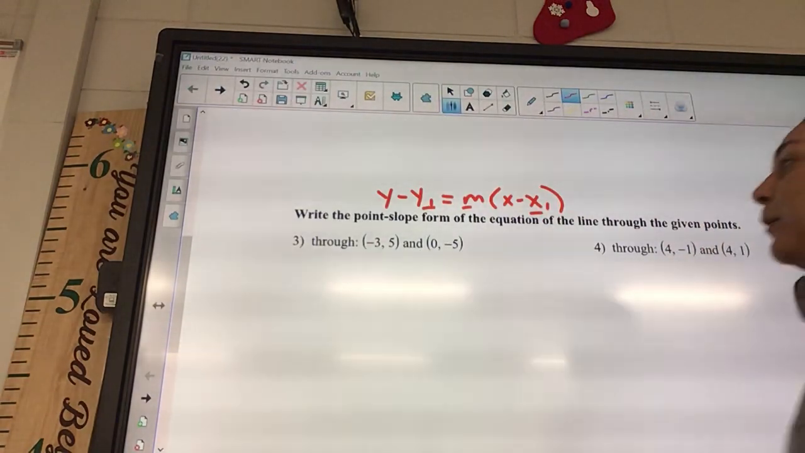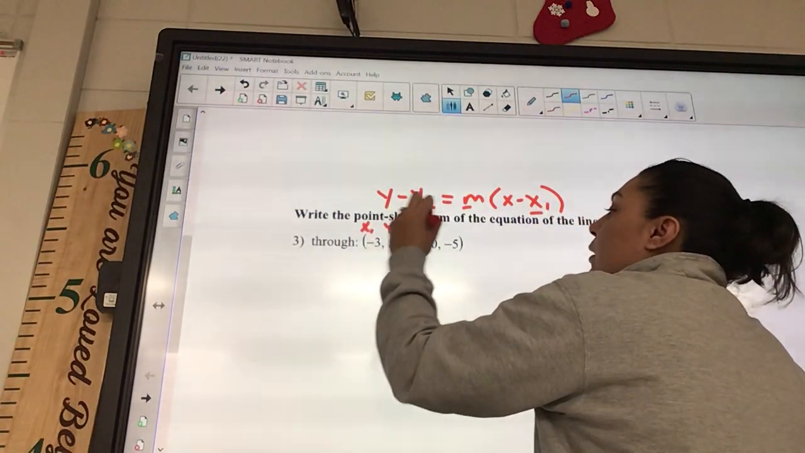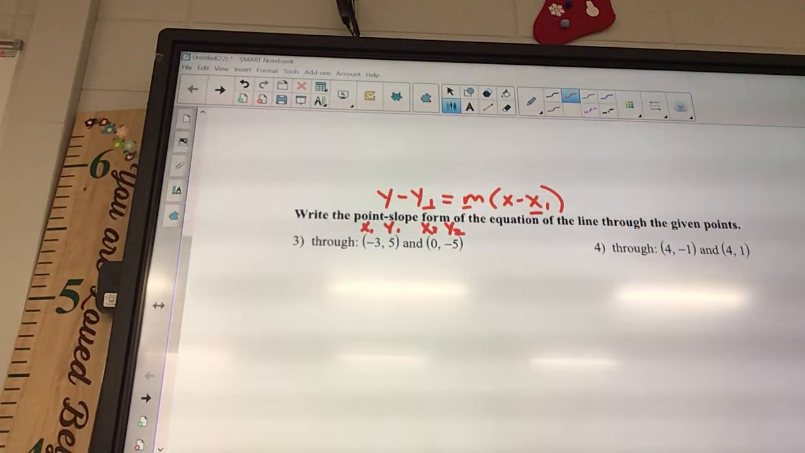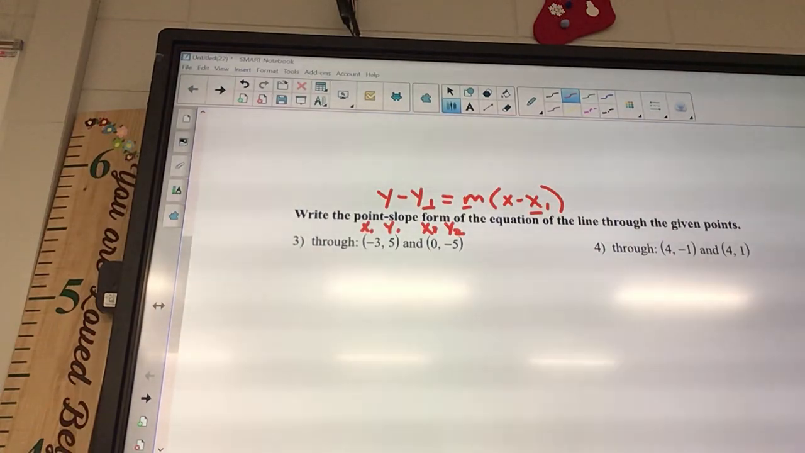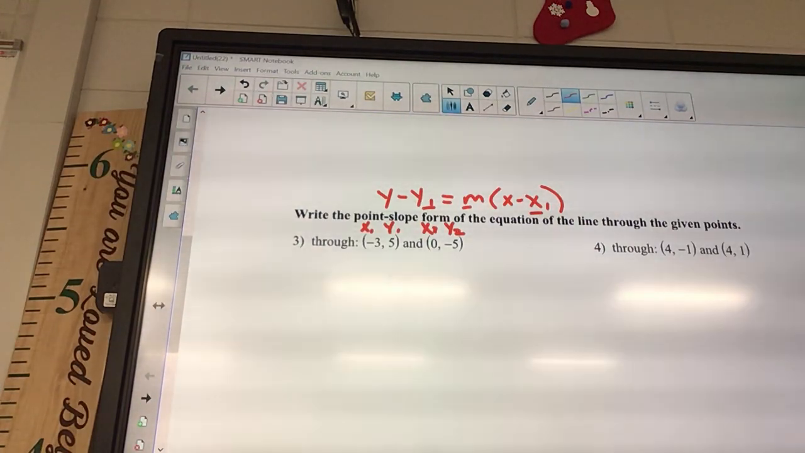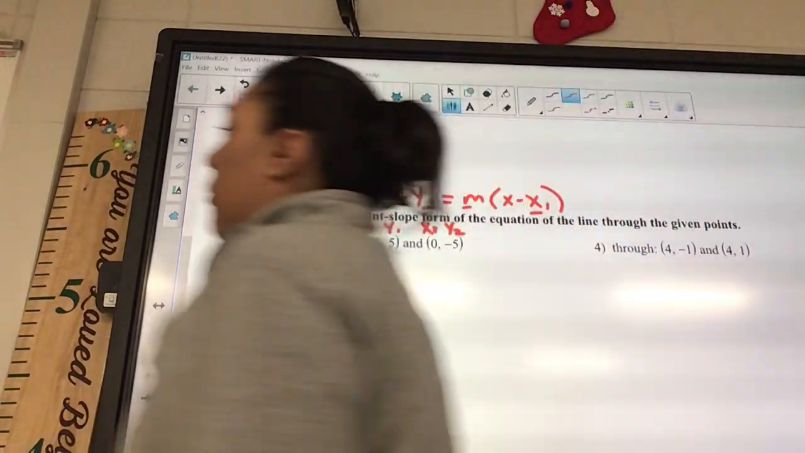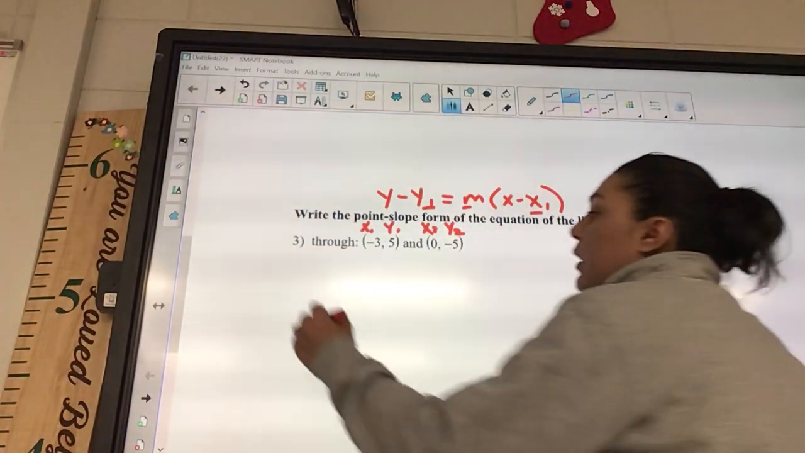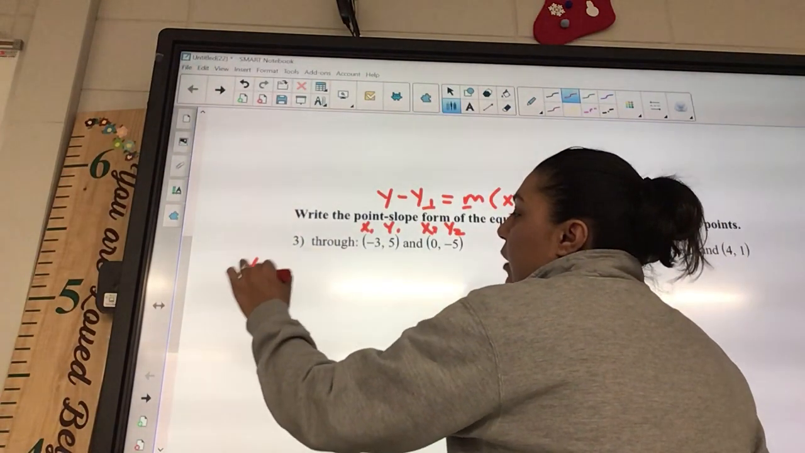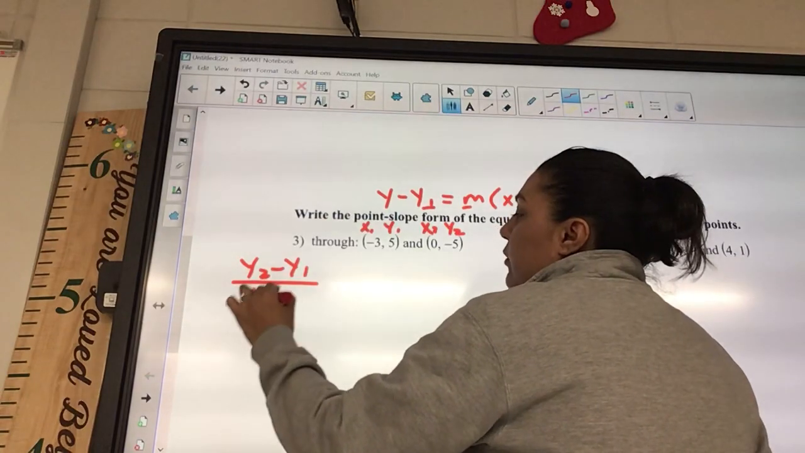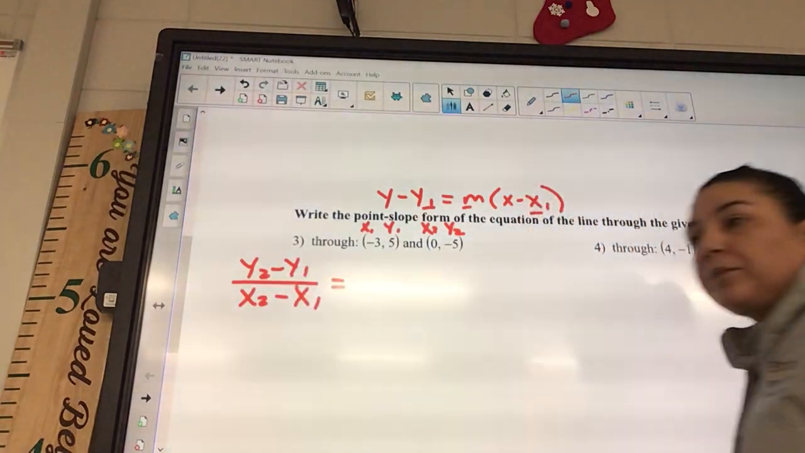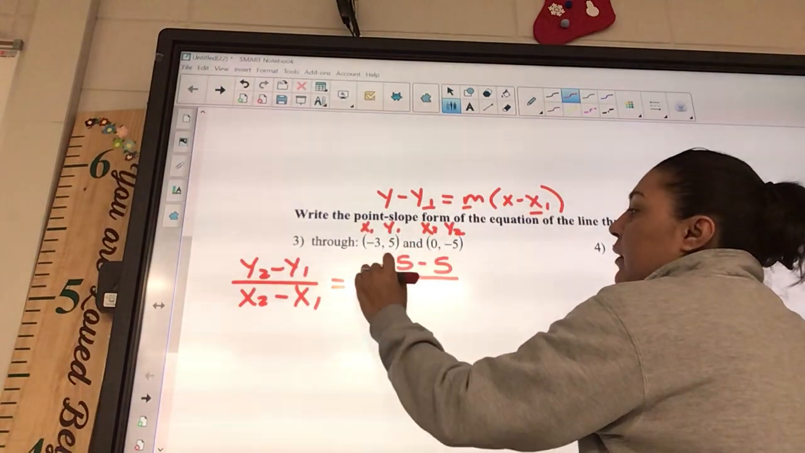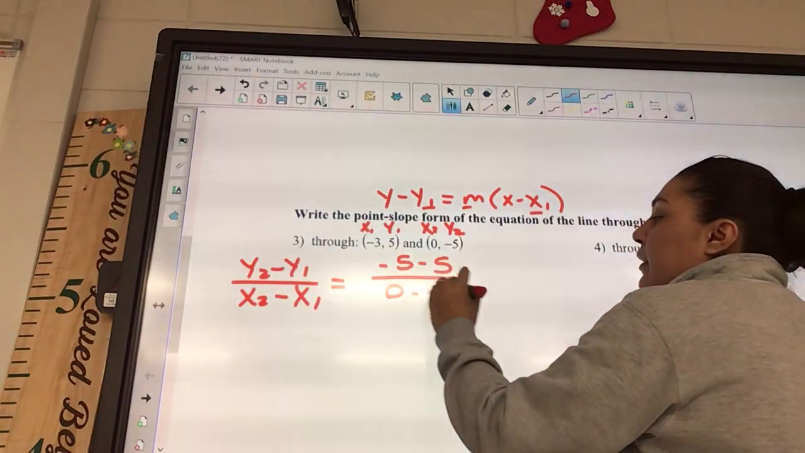Okay, so we can label these x1, y1, x2, y2. Okay, we cannot just plug it straight into point slope because although we have a point, we don't have a slope. Okay, so we need to use our slope formula. Okay, that's the only one that has x1, y1, x2, y2. Okay, so we need to say y2 minus y1 over x2 minus x1. Okay, so we got negative 5 minus 5. And then we're going to get 0 minus negative 3.